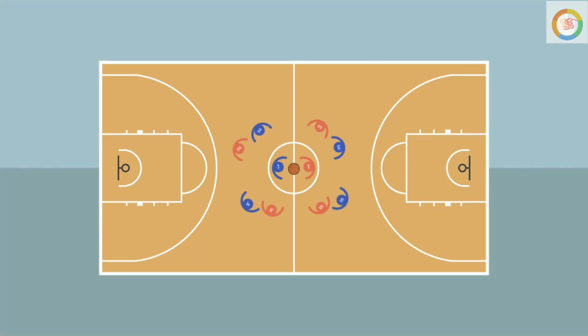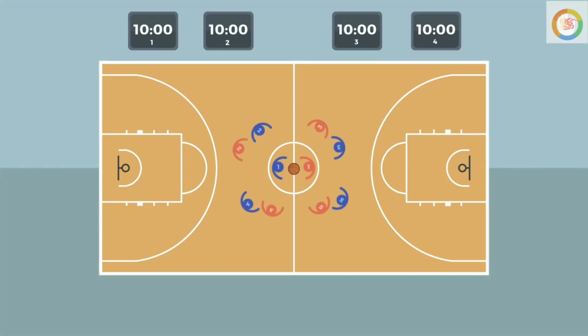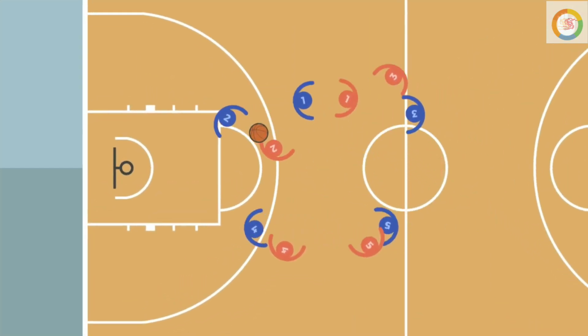Two teams of five players compete over four quarters of 10 minutes each. A 15-minute halftime takes place between the second and the third quarter. The objective of both teams is to put the ball through the opponent's hoop to score as many points as possible.